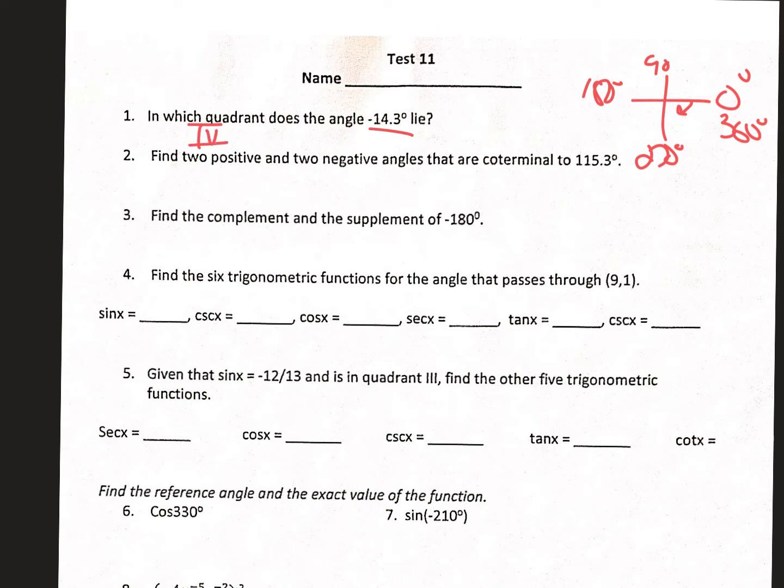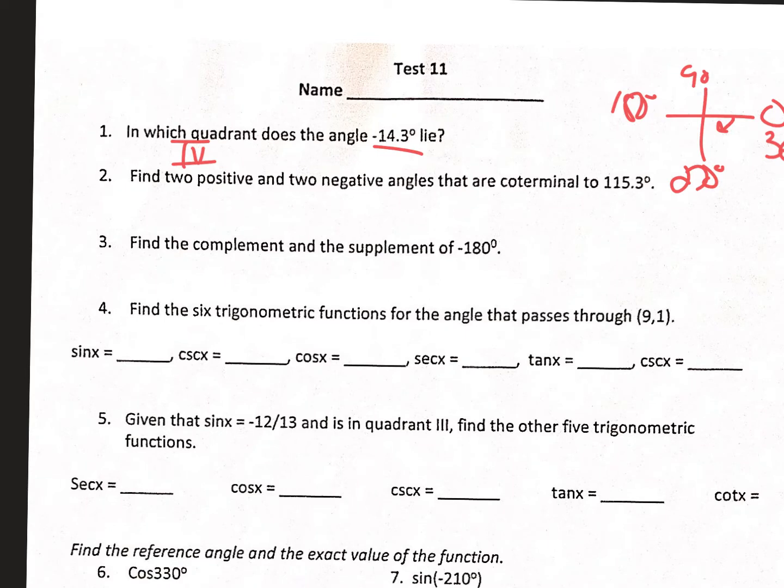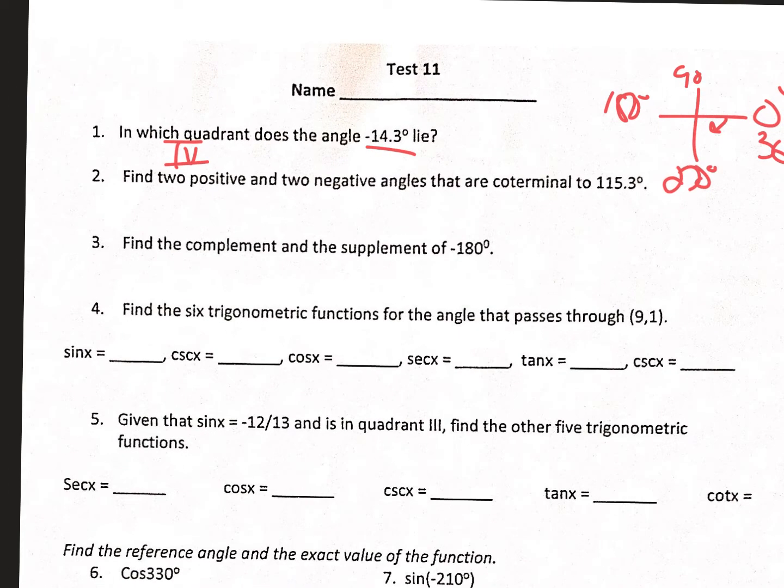Quadrant 4. Number 2, find 2 positive and negative angles that are coterminal. Remember, when you see the word coterminal, you're thinking 360. It's all the way around the circle. So I'm going to take 115.3 and add 360, and I'm going to take 115.3 and subtract 360. And I'm really going to do that twice because it says find 2 angles that are positive and 2 angles that are negative that are coterminal.